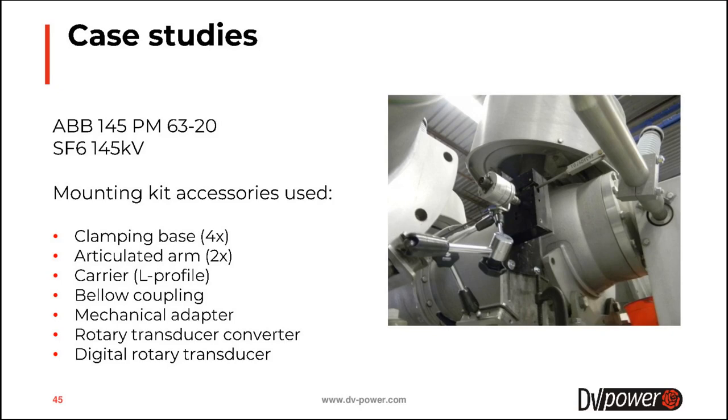Linear motion at the dead tank circuit breaker can also be measured by a rotary transducer using a linear to rotary converter. As you can see here, the linear to rotary converter converts linear motion, this rod which moves translationally, to rotation, but with a known ratio. This converter is connected to the rod of the main shaft, which moves the main contact system here.